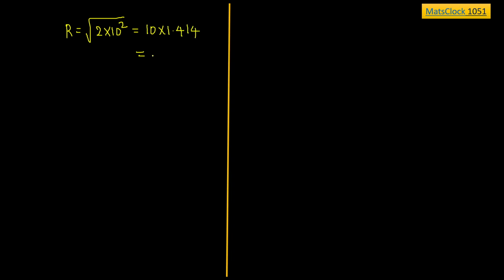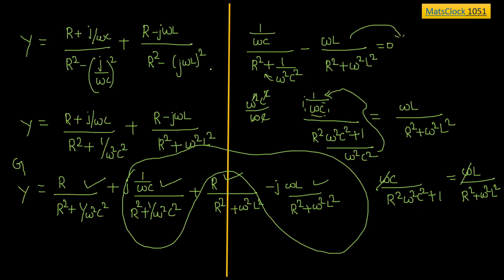we can say it will be 14.14 ohm. So the resistance offered by the network for the given circuit, here R is equal to 14.14 ohm. Now let me conclude one more thing.